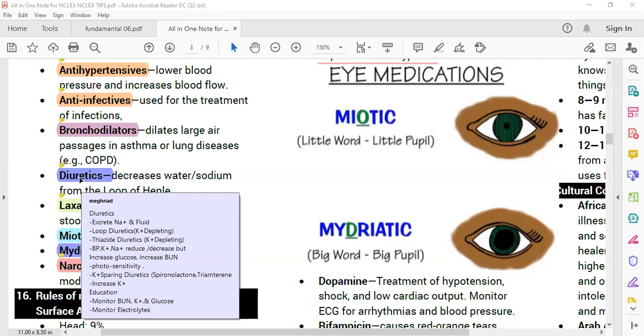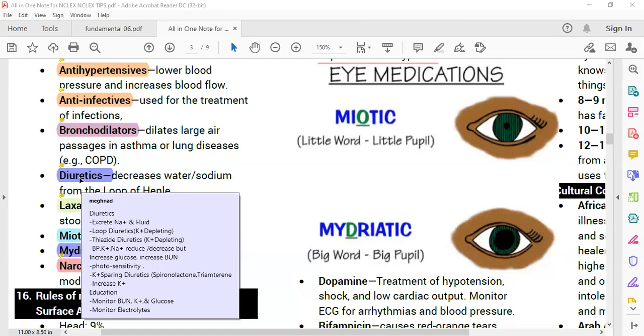Loop diuretics or thiazide diuretics are both called potassium depleting, meaning they decrease the potassium level. Both can reduce blood pressure, reduce potassium level, and reduce sodium level, but they increase blood sugar level and increase BUN level. Loop and thiazide both can cause photosensitivity, right?